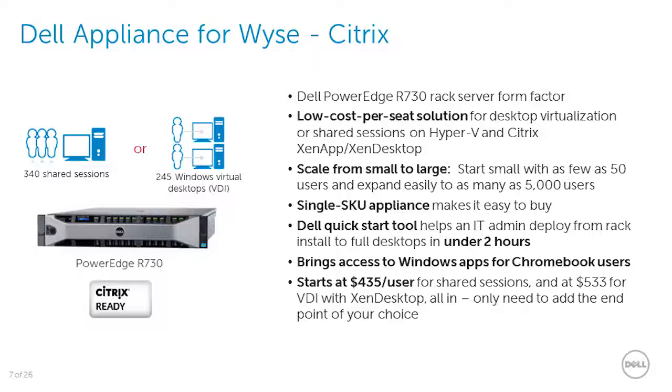I'd like to take a moment to talk about the price per seat. When you deploy shared sessions, the price can be as low as $435 per user. And when you deploy VDI with XenDesktop, this price is $533. This is a price per user, and it's over 3 years. It contains all the data center hardware and software. It includes all the licensing like Citrix XenDesktop, Microsoft Hyper-V, SCVMM, and SQL, giving you all the peace of mind that you need.